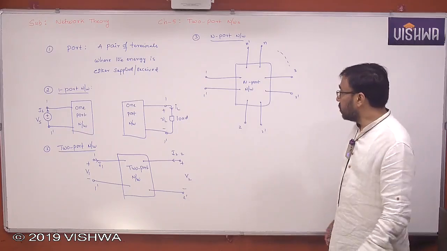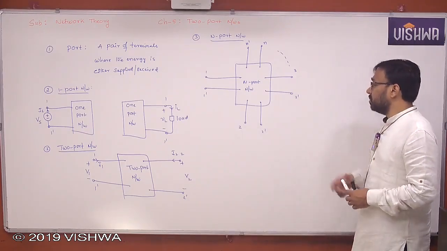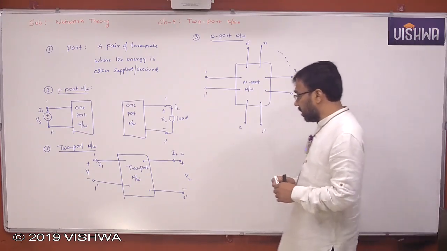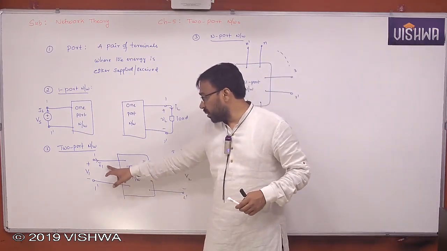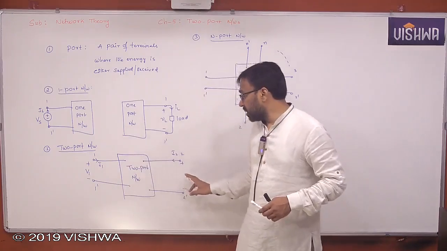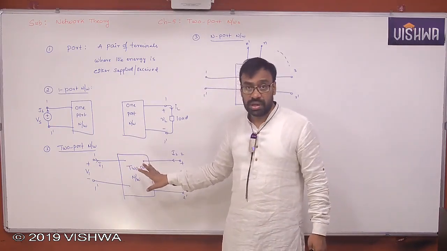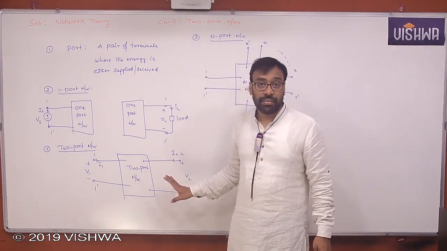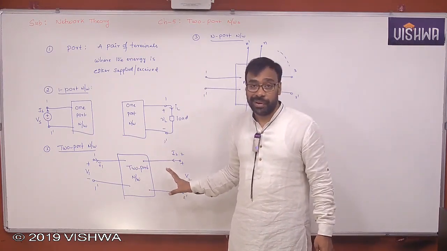Well, so now once the n-port network is modeled, you can see the variables. For a two-port network, you have two pairs of terminals, therefore you get four variables. Out of these four, two are independent.